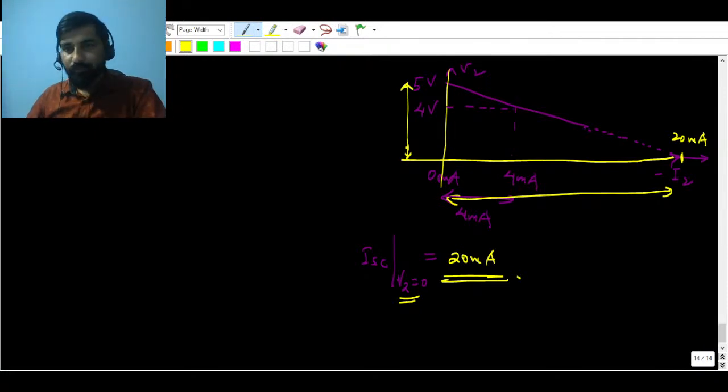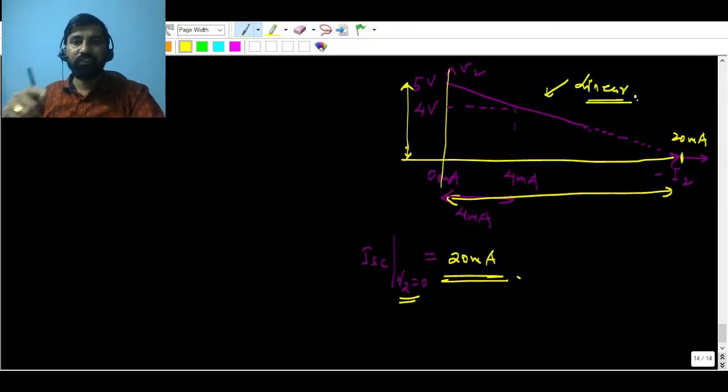Okay, I hope this is understood, because after all this is a linear plot. So it will follow linearity, right? If there is 0 milliampere, you have got the voltage 5 here, right? If there is a change of 4 milliampere, you are getting 4 volt. If there will be a change of 20 milliampere, you will get what? You can see 0 volt, right? So these things are very important.